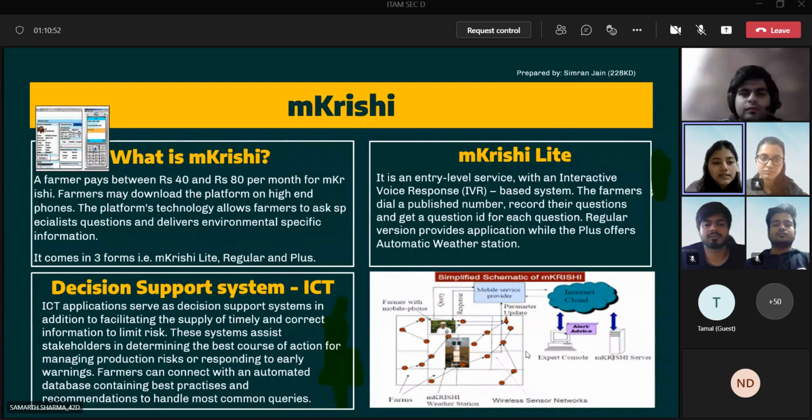Now, in this whole process, information technology basically serves as a decision support system. Farmers connect with an automated database wherein all systems contain best practices and recommendations, so as to handle the most common queries which all the farmers have, and otherwise they can also get recommendations from the experts.